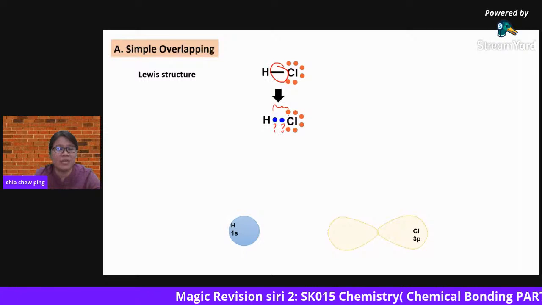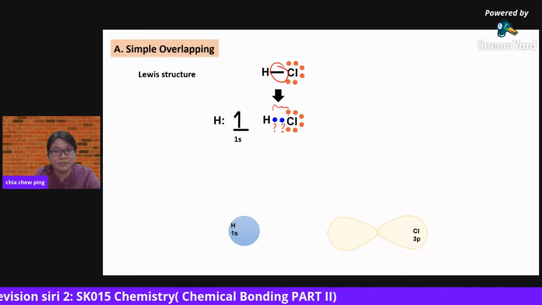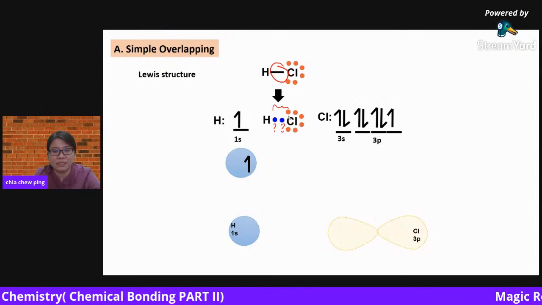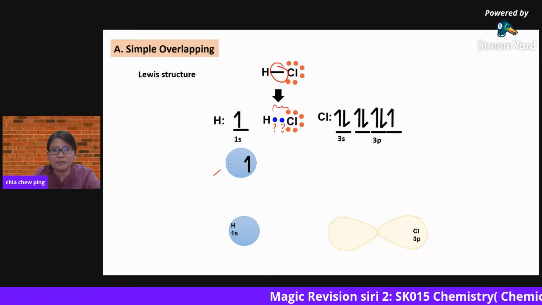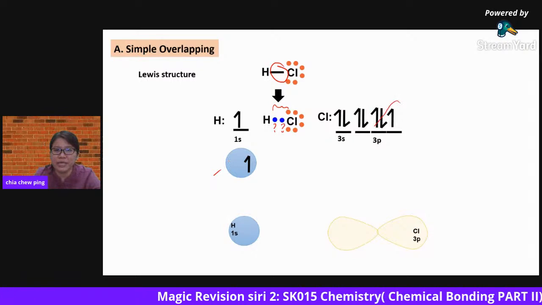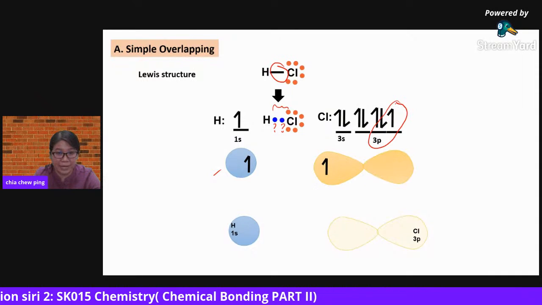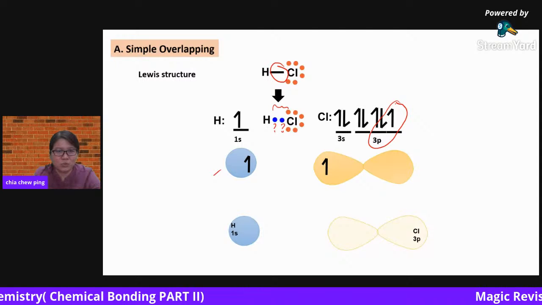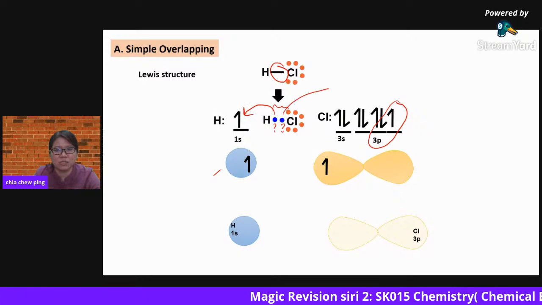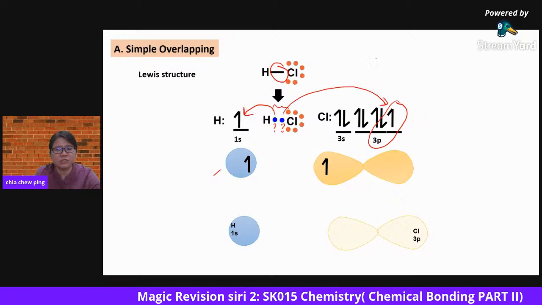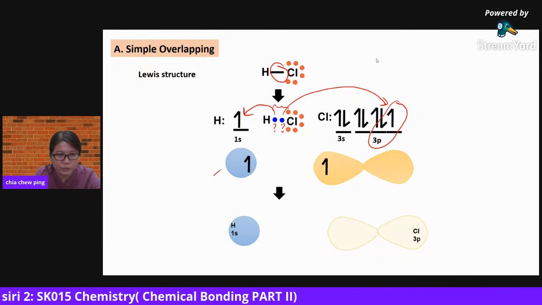So now we check the valence orbital diagram. For H, it is 1s with one electron, located in the spherical-shaped s orbital, and for Cl, the unpaired electron is located in 3p. That means it is a p orbital containing one unpaired electron. So this electron comes from 1s and this electron comes from 3p. So how do these two electrons share by using the orbitals? Okay, now I will show you.